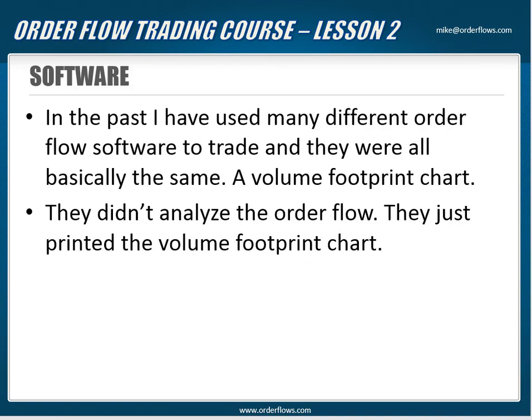So, just a brief background about me. In the past, I have used many different order flow software to trade. In the end, they're all basically the same. It's the volume footprint chart. The problem is, there's only so many ways you can disseminate and analyze the data, analyze the order flow. When you're looking at a footprint chart, a footprint chart just tells you what's traded on the bid and the offer, where the imbalances are, and a few other things. They don't necessarily analyze the order flow.